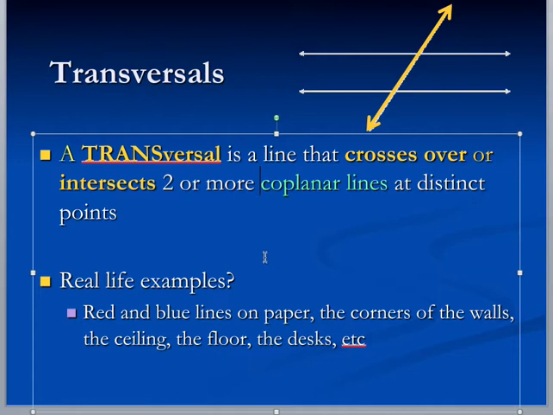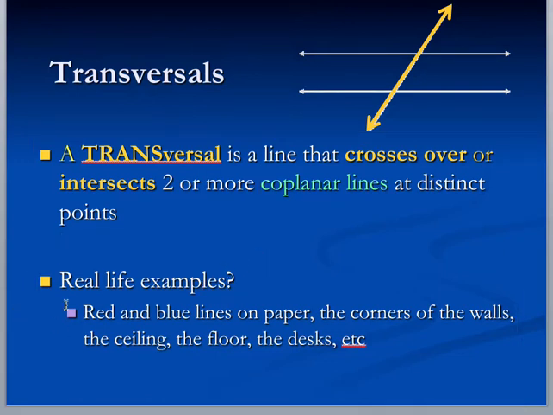You don't need to write any of these real-life examples, but it might help just to think about them. If you look at the lined sheet of paper you're taking notes on, the red line could be the transversal, and it's crossing over 2 or more of those blue lines. Also, in the top right-hand corner of the slide, you'll notice that this yellow line is crossing over 2 white lines. We would say that this yellow line is our transversal.